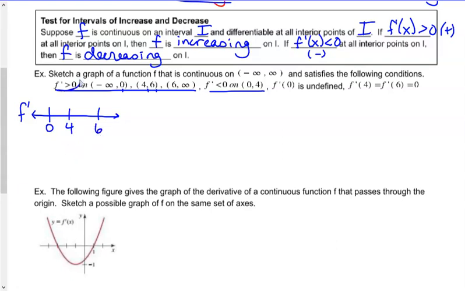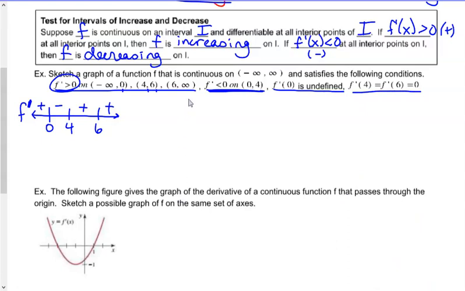Now, the derivative is greater than 0. It is positive from negative infinity to 0. So remember, this is my graph of my f prime. What's happening on my derivatives? From 4 to 6, we're also positive, and from 6 to infinity, we're also positive. The only time that we're negative is between 0 and 4. Now, we know that the derivative is undefined at 0, and the derivatives are 0 at 4 and 6.